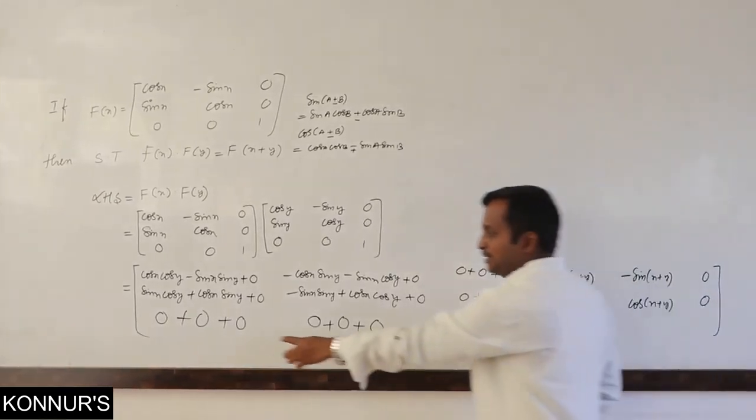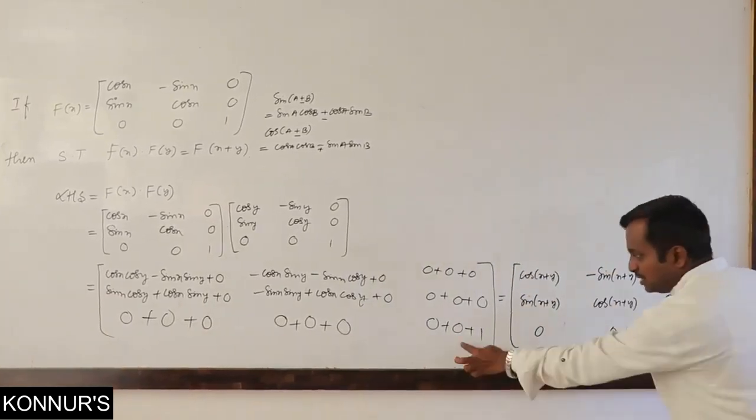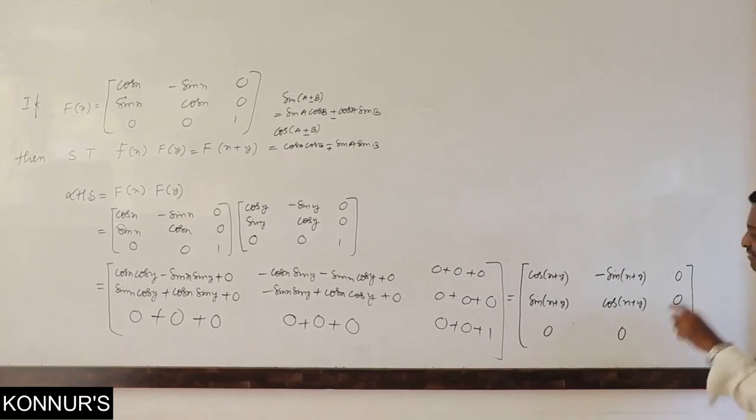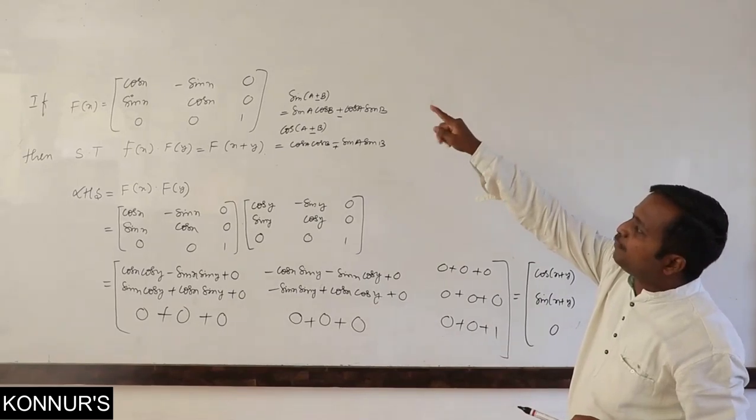Now come to the point. This is 0. This is 0. This is 0 plus 0 plus 1. What happened? Observe. The f of x given data, what is that f of x?